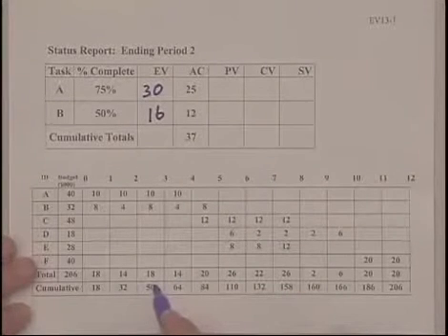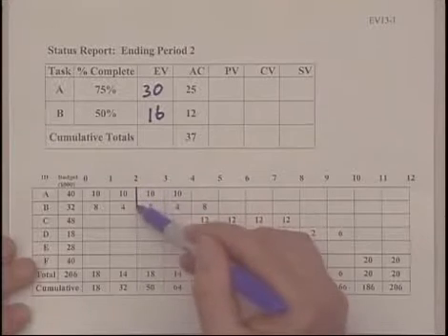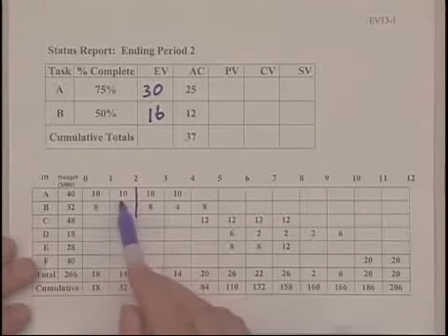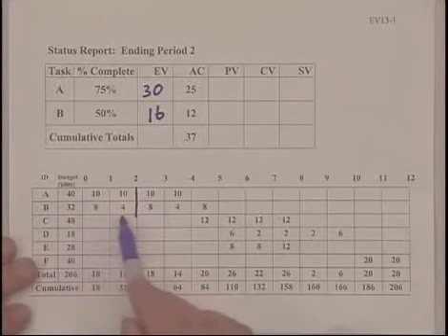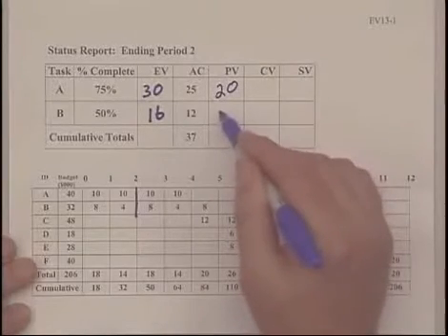Now, what was planned at the end of the second period? We look down here, and at the end of the second period, we were supposed to have accomplished $20,000 worth of work of A and $12,000 worth of work on B. So that goes into the planned value column.